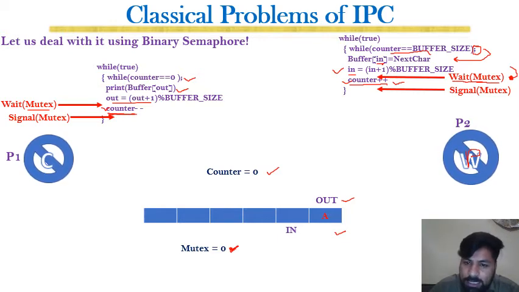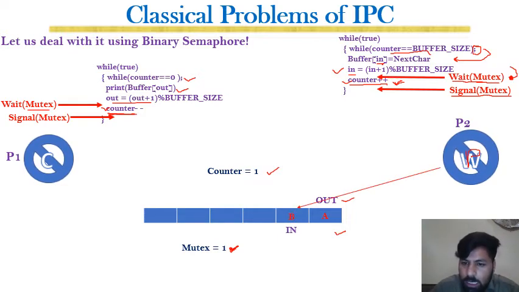Now the process is executing the increment operation, and performing this operation it will increment the counter variable. So now counter is equal to 1, and once it leaves its critical section, it will have to execute signal on mutex, which means it is incrementing the value of mutex. So the mutex value will become 1.